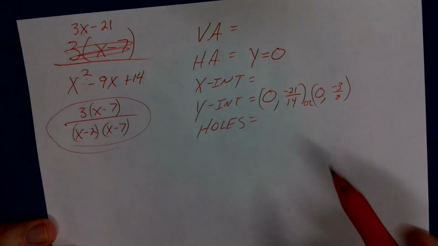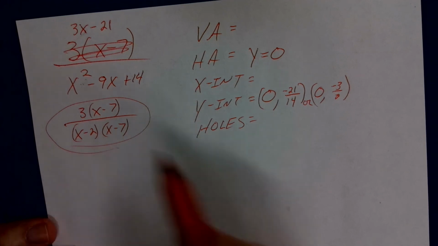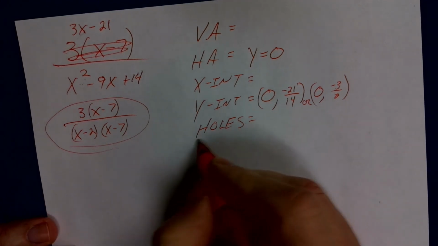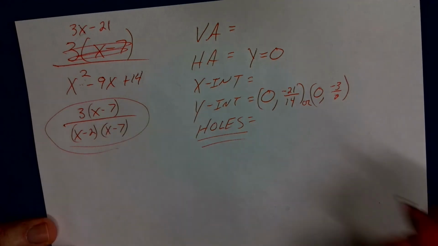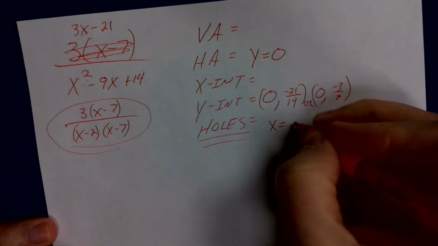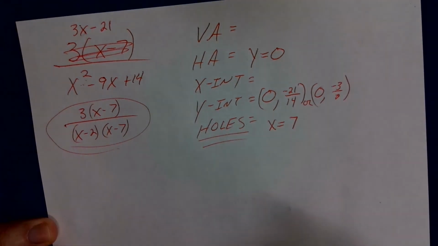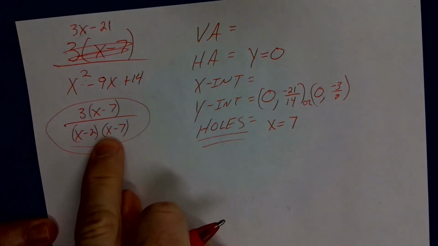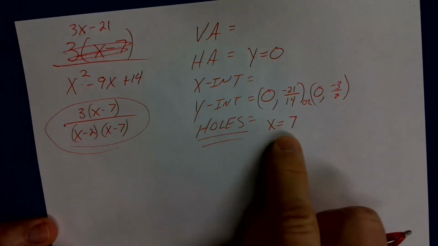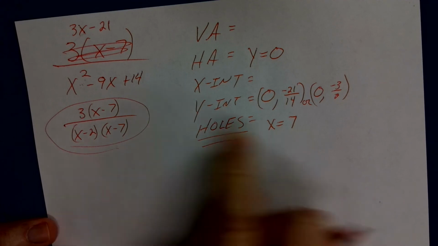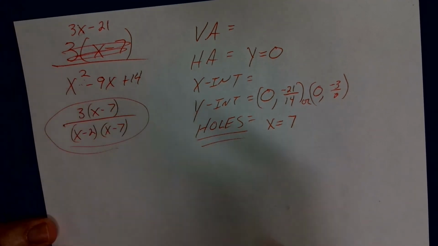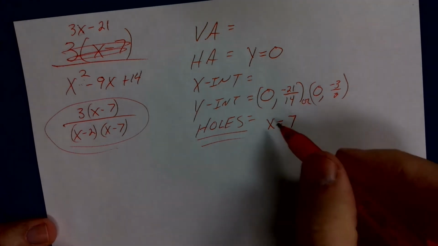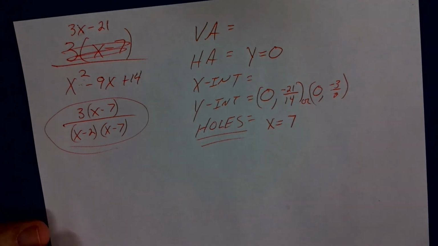All the rest of these three things are found by the factored form. So the first thing I have to do is check for holes. If there's a factor upstairs and downstairs that's identical, then there's a hole at the 0 of those two expressions. So positive 7, 7 minus 7 is 0. X equals 7 is a hole because they're identical. If there's no identical factors upstairs and downstairs, then there's no holes, and you put no holes and you move on to the next problem.